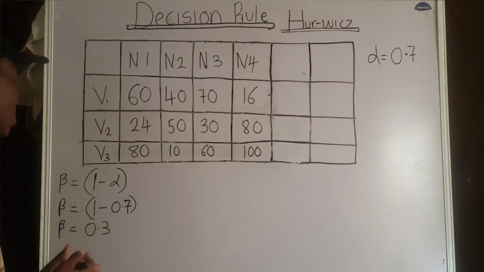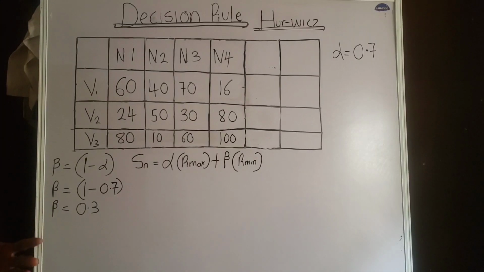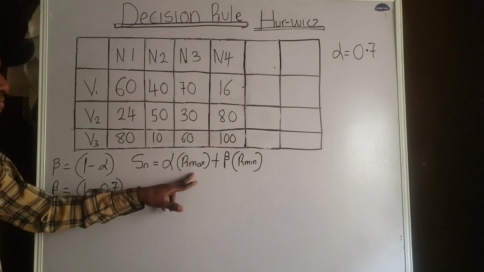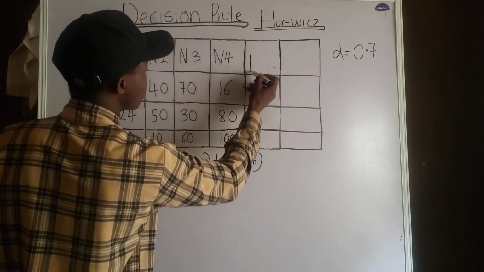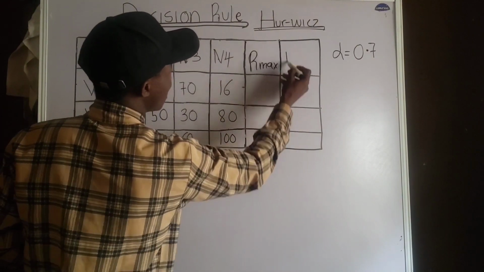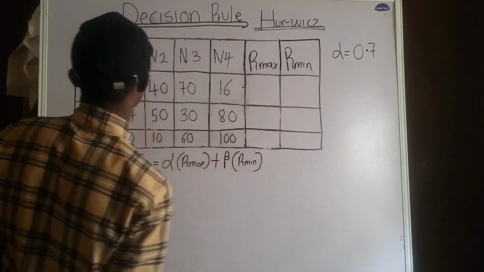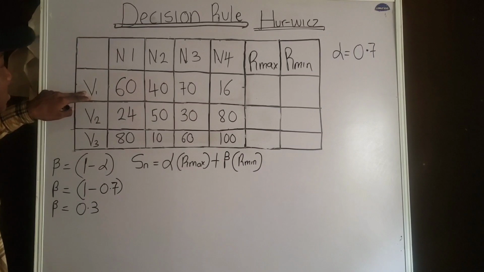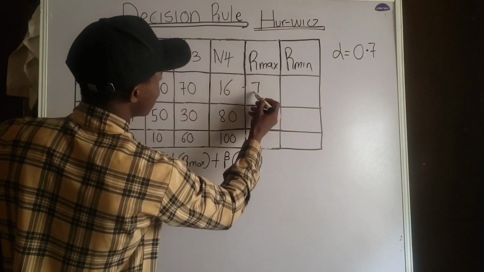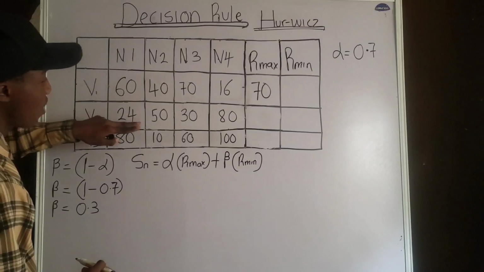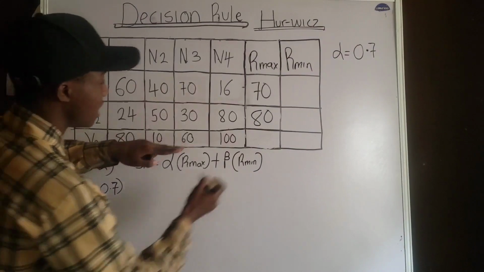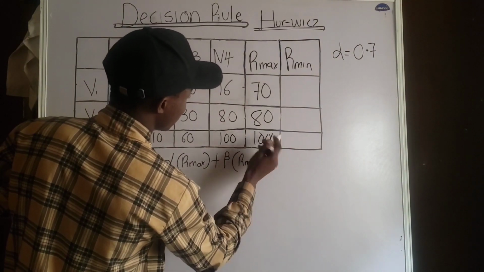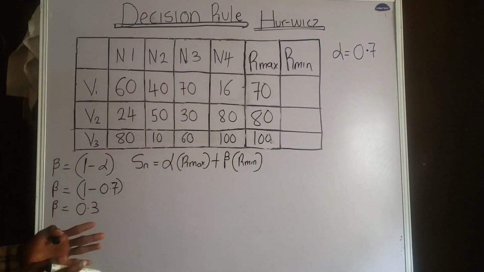After calculating the coefficient of optimism, I want to give you a formula. Since the Hurwicz criterion combines both the maximax criterion and the maximin criterion together, that is the reason why I have row maximum here and the row minimum here. Now let us start by listing the row maximum first. So I'm going to have row maximum, and I'm going to have another one, row minimum. Now for variety 1, the row maximum is 70. For variety 2, the row maximum is 80. For variety 3, the row maximum is 100. So that is 70, 80, 100.